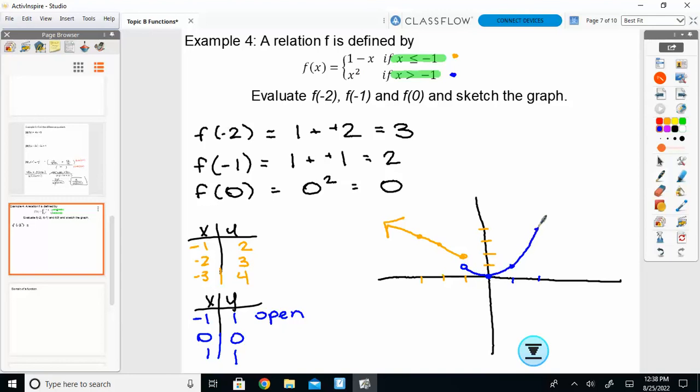It starts here, and then it continues that direction. Notice it's a function, so it has to pass the vertical line test.